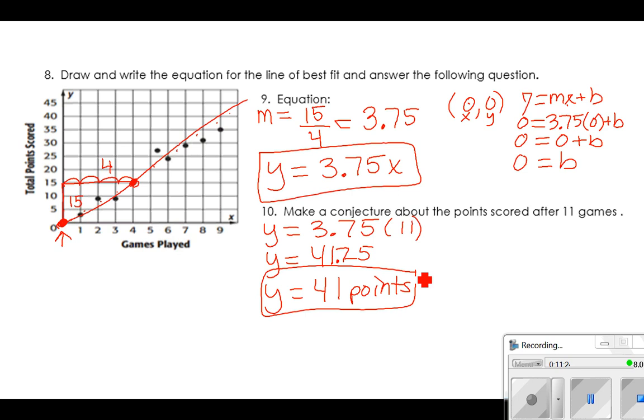But I would also be able to use my graph. So if I look for 11, so this is 10, this is 11, right here. If I go up the graph, it's going to be somewhere around 45. So I would even accept 45 points as an answer. And those are both pretty close, so I know that I'm on the right track with my graph.